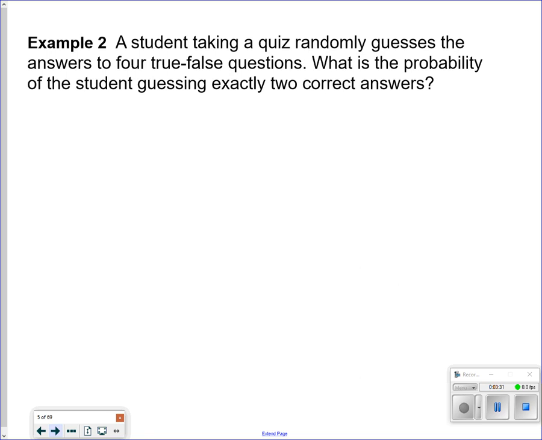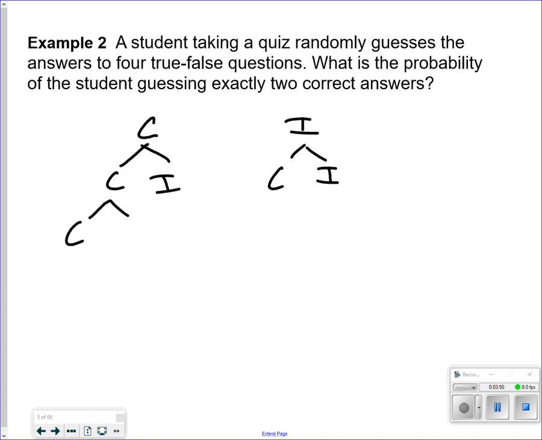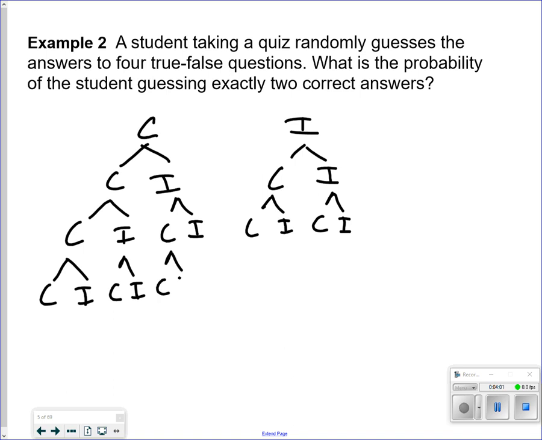A student taking a quiz randomly guesses the answers to 4 true-false questions. So let's talk about how many different ways you could do these 4. He could be correct or they could be incorrect. Then the next question, he could be correct or incorrect. Correct, incorrect, correct, incorrect. And then the last question, correct or incorrect.